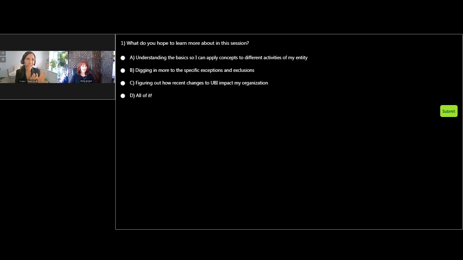So I think thinking about it individually and how it applies to your organization and creating that kind of flow chart is always something in my head that gets me through that analysis of UBI.